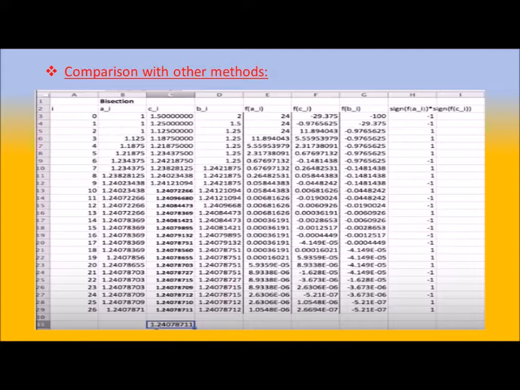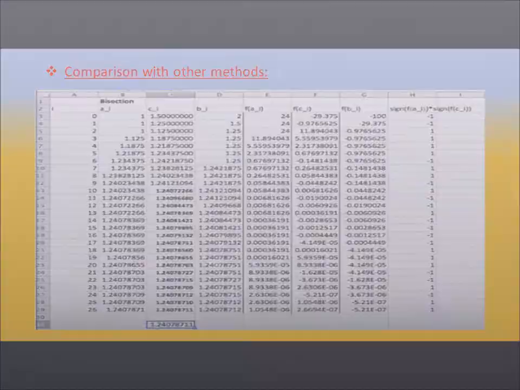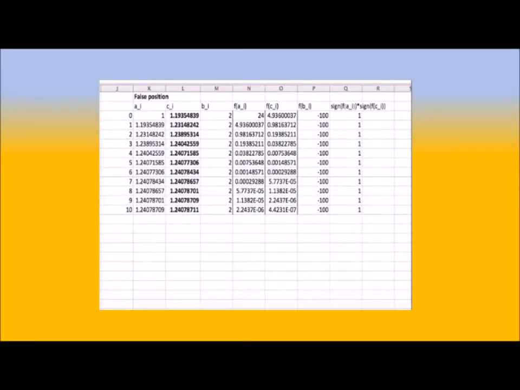Let's compare this method with the other methods, starting with the bisection method. Here you can see that in the bisection method we get the answer after about 25 to 26 iterations. So compared to this method, the bisection method is very slow. Let's see the other method, the false position method, in the next slide.